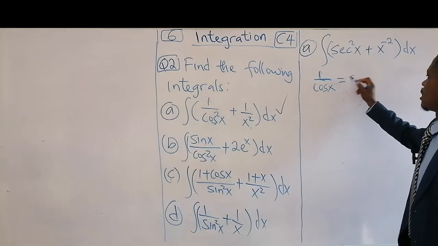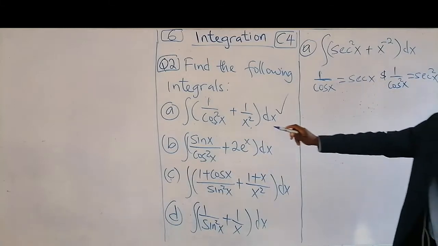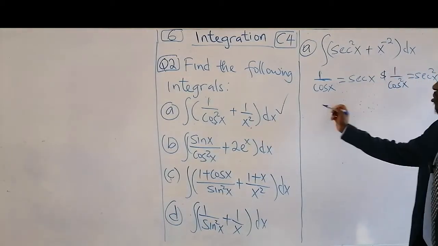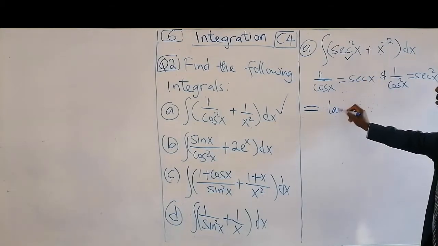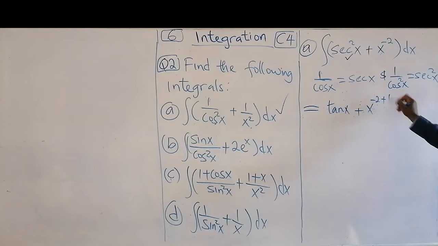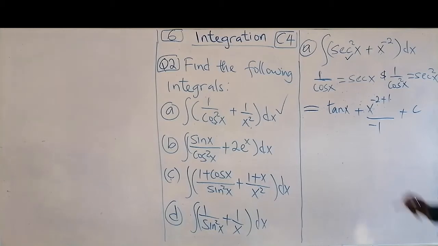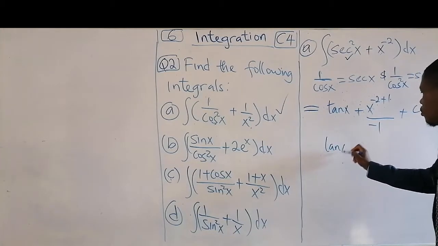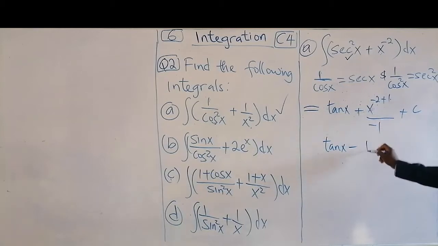1 over cos x is sec x, and 1 over cos square x will give you sec square x. So that's what I apply for this question. Then the next thing is to use your standard table. The integral of sec square x is tan x, and for this one the power is minus 2, so plus 1, that's minus 1. So we have minus x to the power minus 1, which is 1 over x, plus c. So that finished that question.